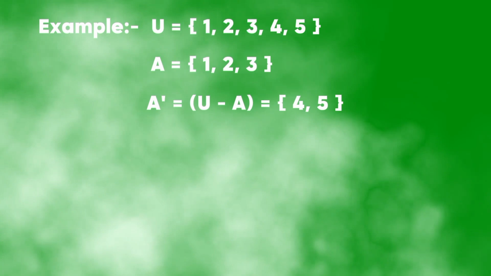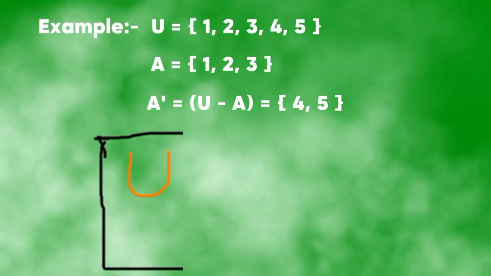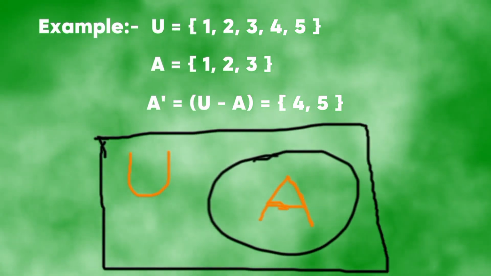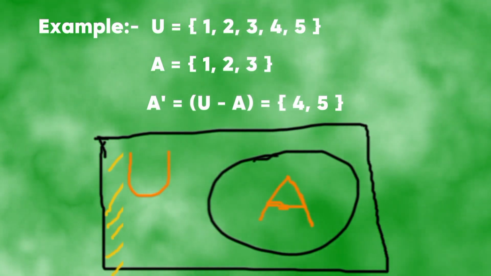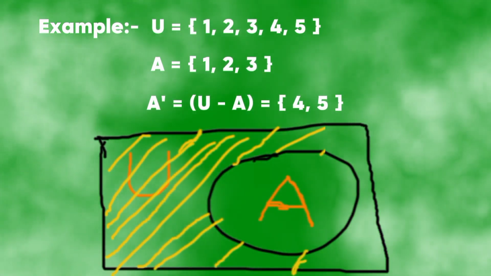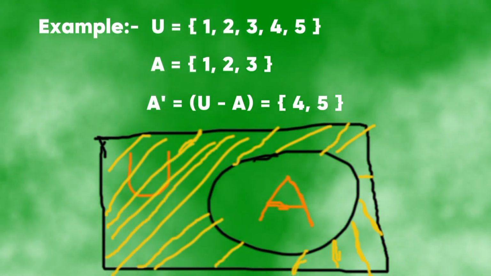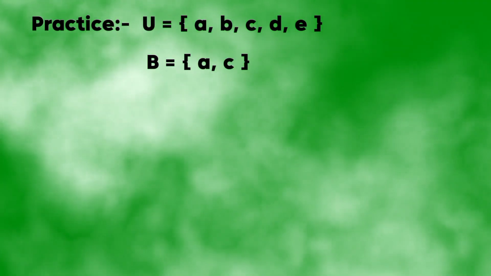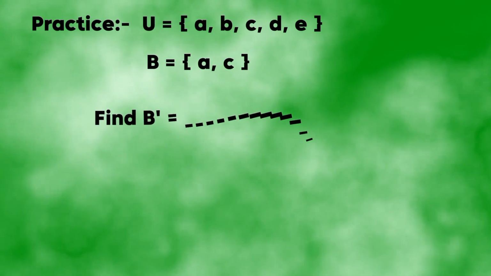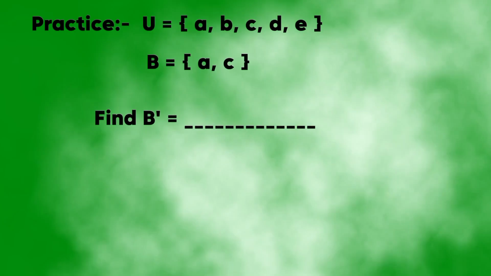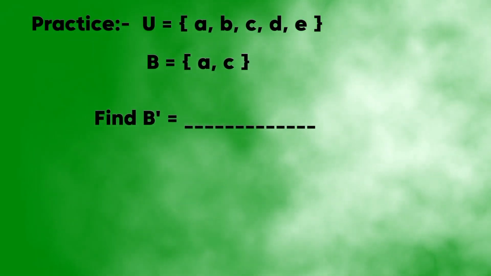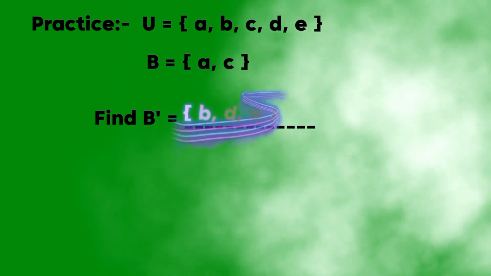Let's illustrate this in diagram form. The rectangle is the universal set and the circle is for set A. So the shaded part is called the complement of set A. Practice. U equals the set {A, B, C, D, E}, and set B equals {A, C}. Find B complement. Answer: {B, D, E}.